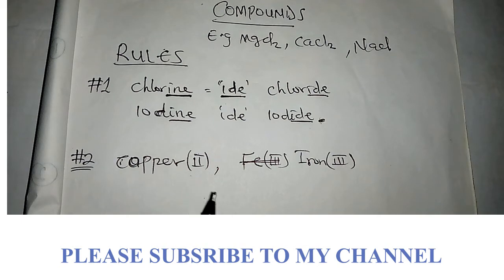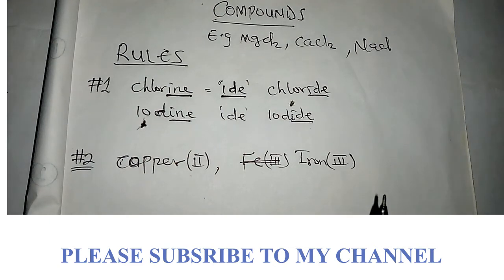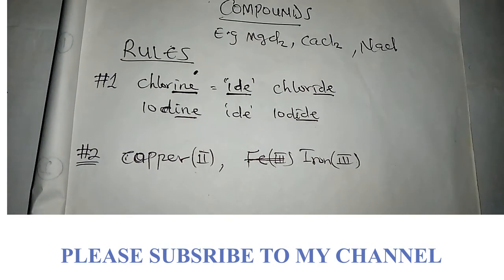So copper can have different oxidation numbers, so if it's copper 2, we need to put it in parentheses. If it's iron, we can have iron 2, iron 3. When it's iron 2, you put it in parentheses; when it's iron 3, you put it in parentheses. That's the only reason. But if the element you are dealing with has a fixed oxidation number, you don't put it in parentheses.